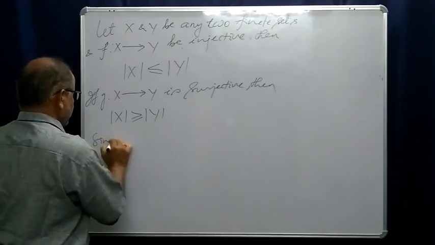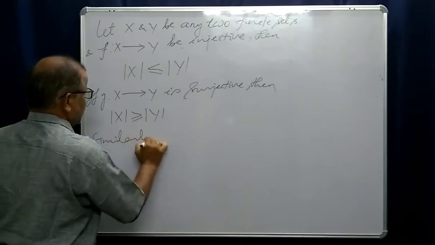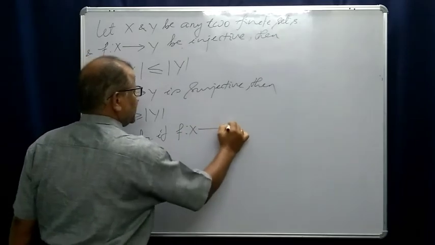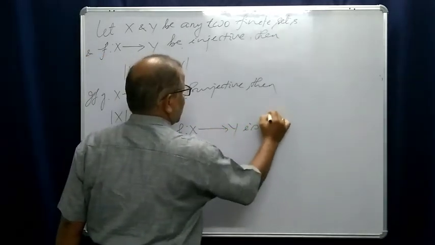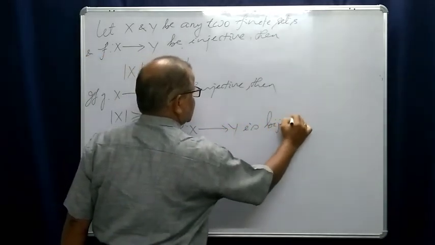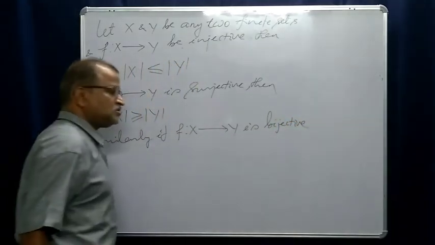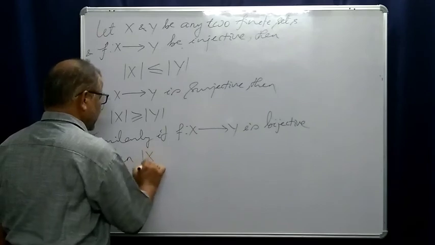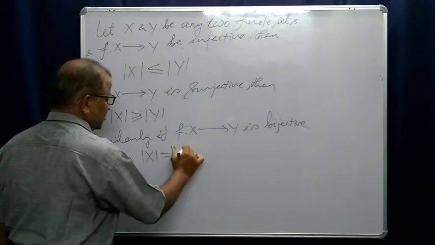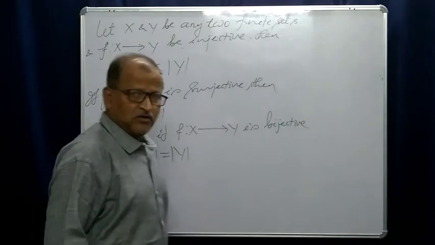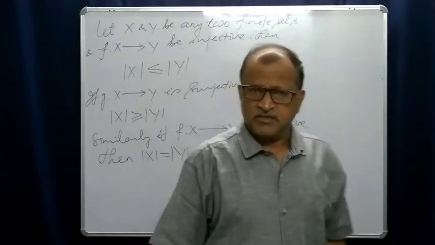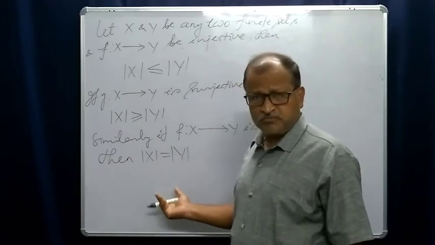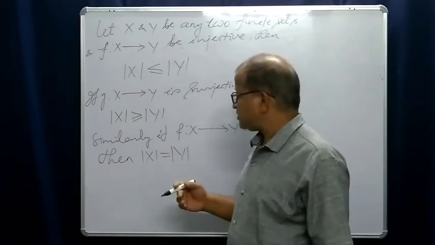Similarly, if f from x to y is bijective, that means it is both injective as well as surjective, then what will happen? Cardinality of x must be equal to cardinality of y. We have already seen it. These two sets have one-one correspondence. Bijective function means they have one-one correspondence.